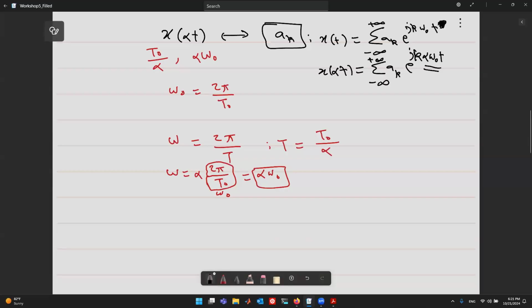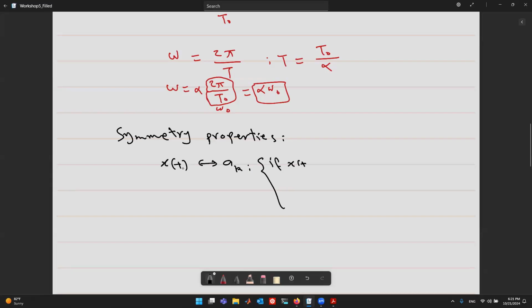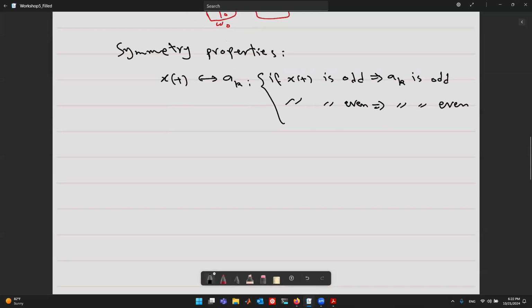Let's see, what other properties do we have? We have the symmetry properties of the signals. Again, x(t) has those coefficients, a_k. Now, if x(t) is odd, a_k will be odd. And if x(t) is even, a_k will be even.